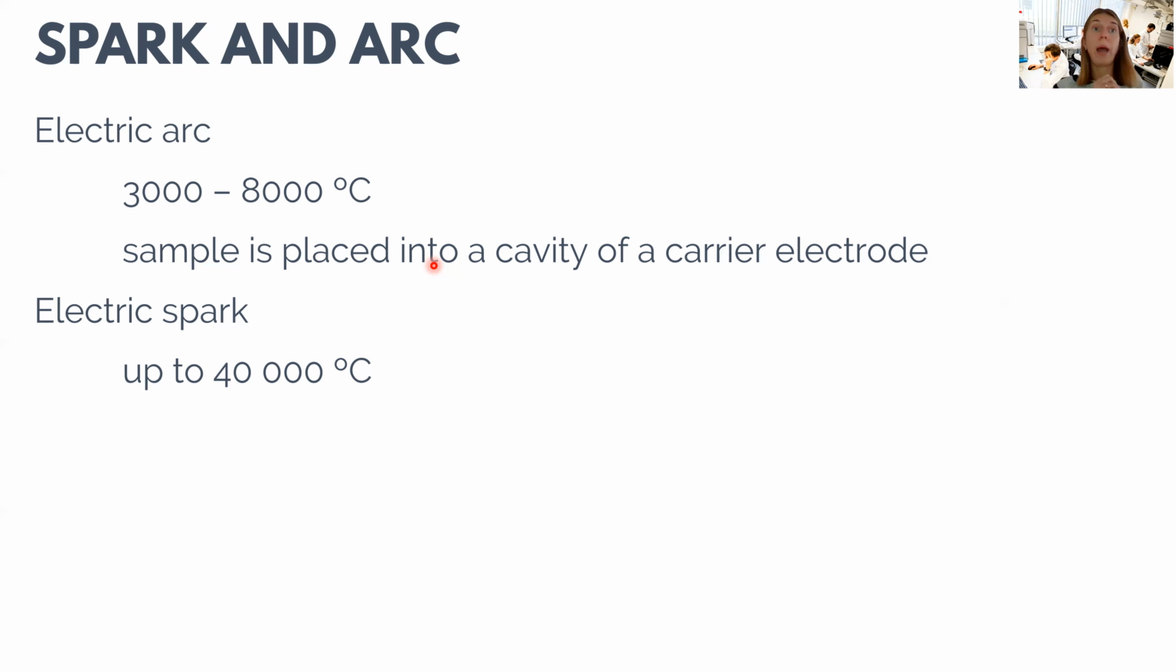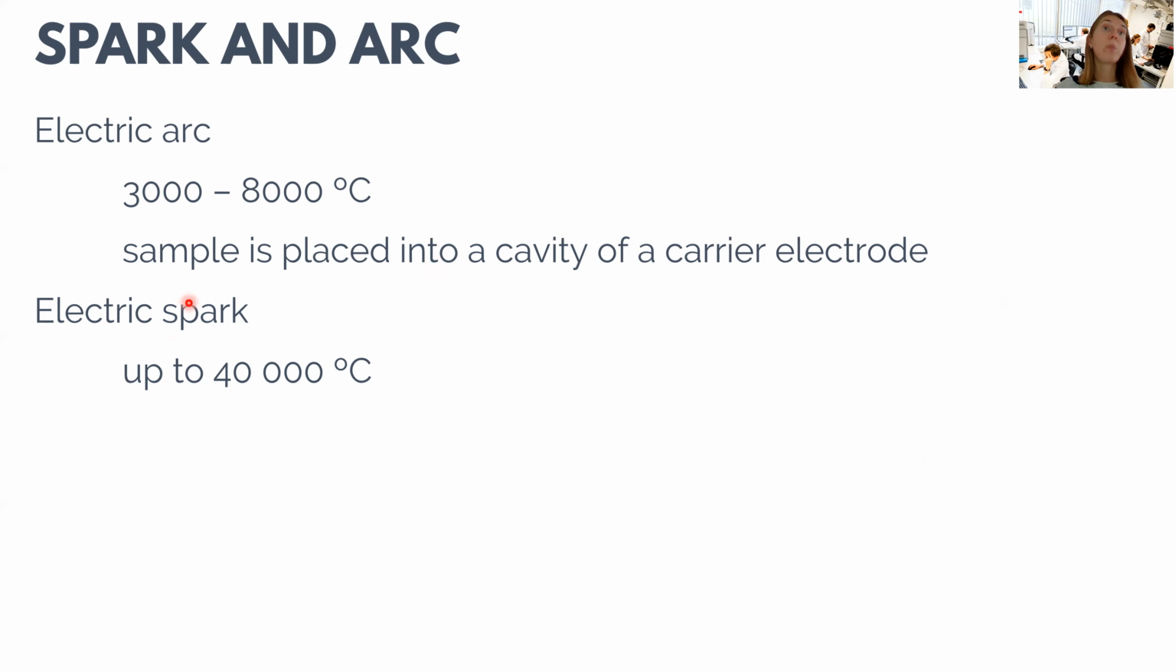This is where atomization can occur. The sample can here also be solid, and it can be placed into one of the electrodes, which may have a small conical hole which is meant to carry a sample. This electrode, for example, can be a graphite electrode. Or if we are dealing with metal samples directly, then the metal itself can be used as one of the electrodes. So the sample is attached to the place of the electrode.